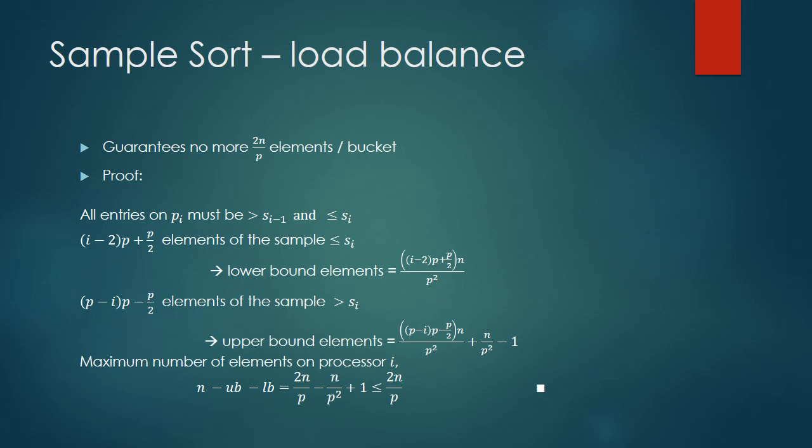Similarly, you try to get an upper bound on the number of elements which can be greater than the given splitter. Then the logic is that by combining these two, the maximum number of elements on any given processor is going to be the total number of elements minus the upper bound minus the lower bound. So basically you're getting rid of either side: the worst case on one end for the lower bound and the worst case on the upper bound, and that gives you the expression 2n over p minus n squared over p, which is definitely less than or equal to 2n over p. That gives us the bound.